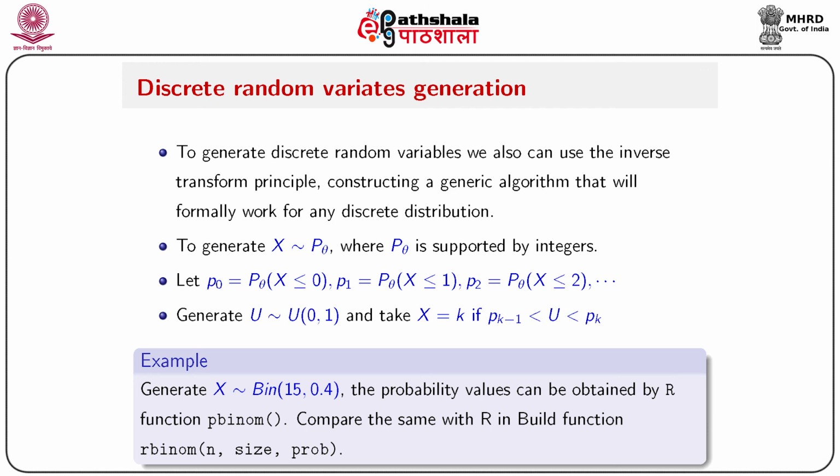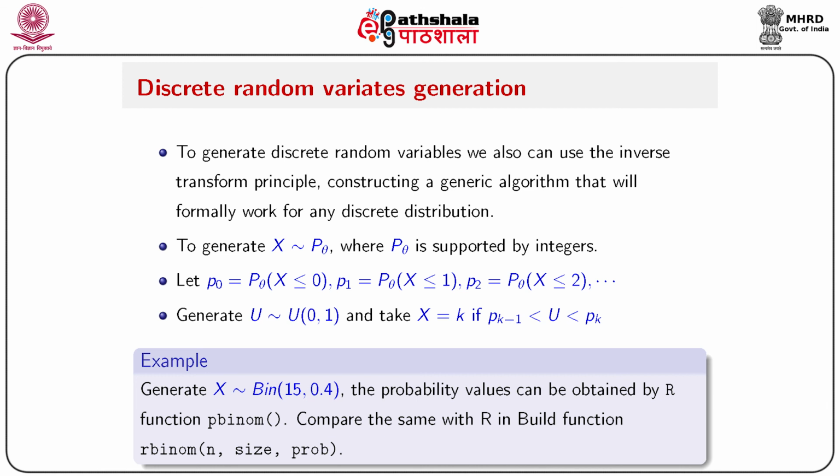So to generate X from P theta, a probability mass function, where P theta is supported by integers. Let p0 be P theta of X less than or equal to 0, p1 equals P theta of X less than or equal to 1, p2 equals P theta of X less than or equal to 2, etc. And then generate a uniform random variable U from uniform 0, 1, and take X equals k if p(k-1) is less than U less than p(k). So this is the algorithm that we are going to follow for all the discrete random variates generations.